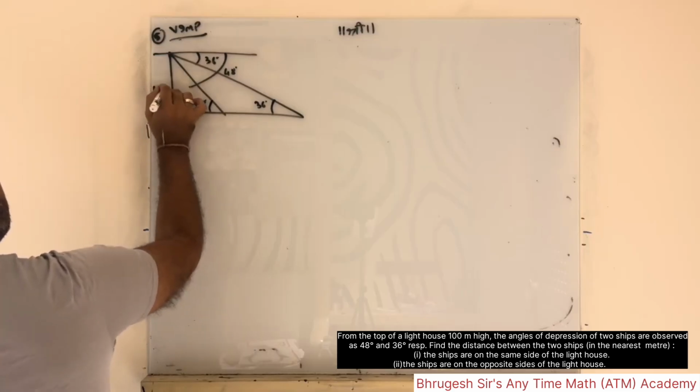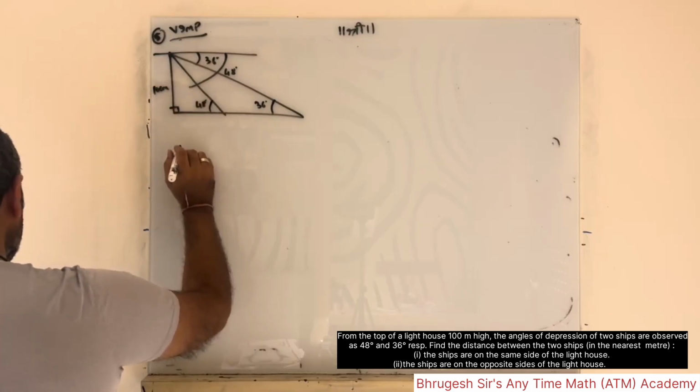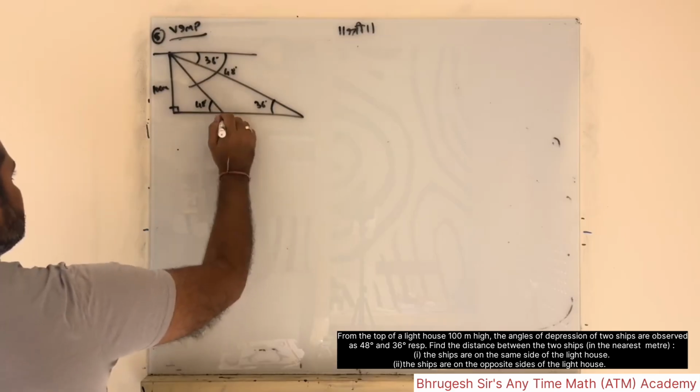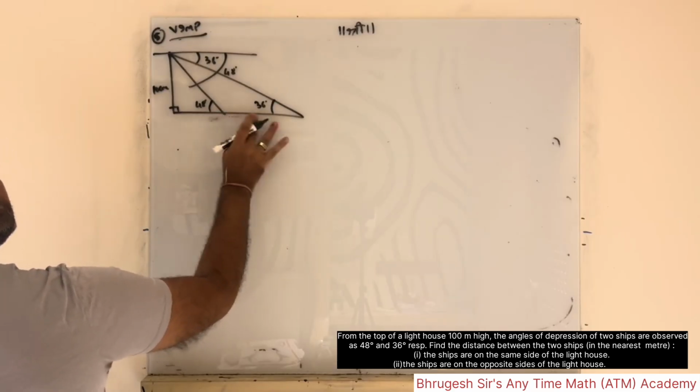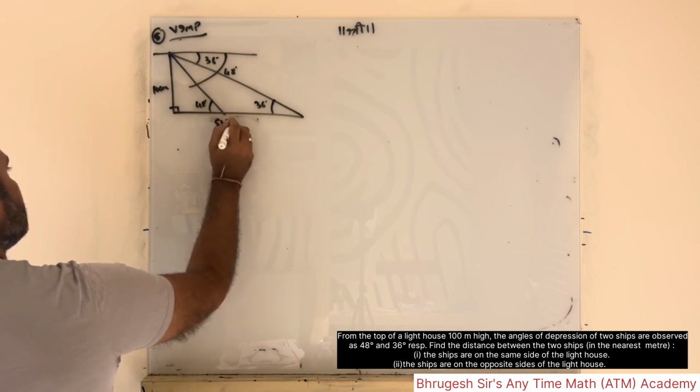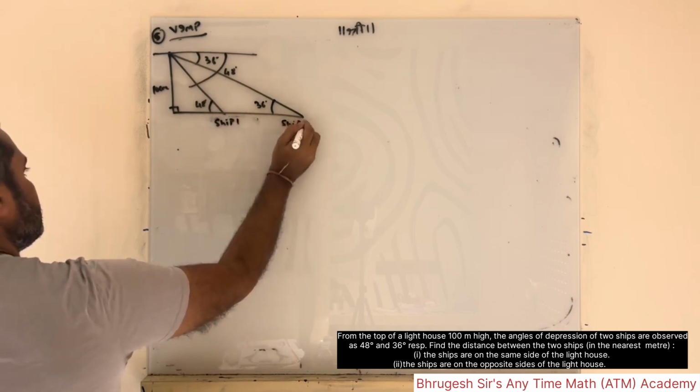Lighthouse 100 meters high. Find the distance between the two ships when they are on the same side, in this case same side, and when they are on the opposite side. Okay.